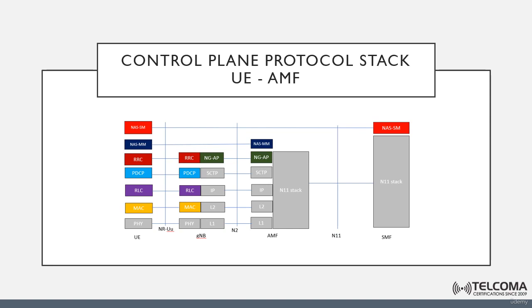Then we have the control plane protocol stack between the user equipment and the AMF. We can see that the protocol stack almost includes the basic sublayers or the lower layers. And we have a new layer, which is the NAS MM. So the NAS protocol for MM function is supporting many functions like registration management, connection management, and user plane connection activation and deactivation.